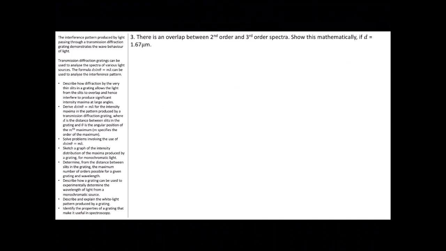And lastly, for the characteristics of white light, there's an overlap between the second order and third order spectra. We need to show this mathematically, again, if the distance between the centre points of slits in the diffraction gratings is 1.67 micrometers. So how we show this is that we calculate the reinforcement angle of the longest wavelength in the second order spectrum, and then calculate the reinforcement angle of the shortest wavelength in the third order spectrum.